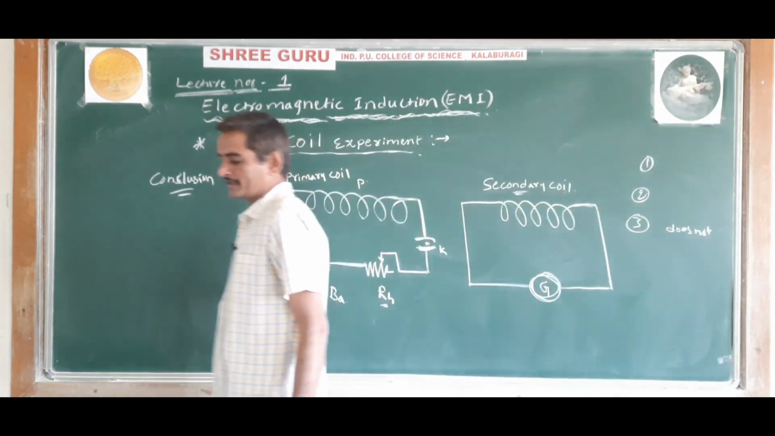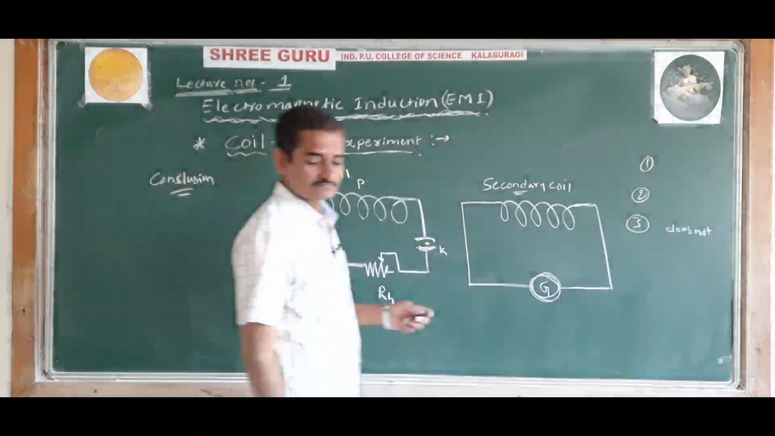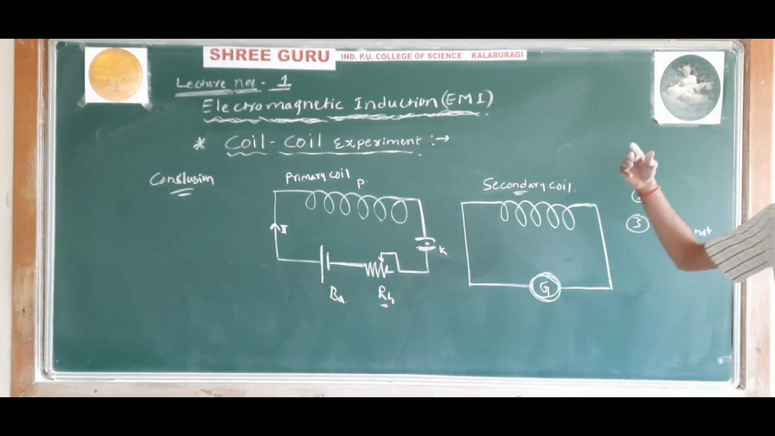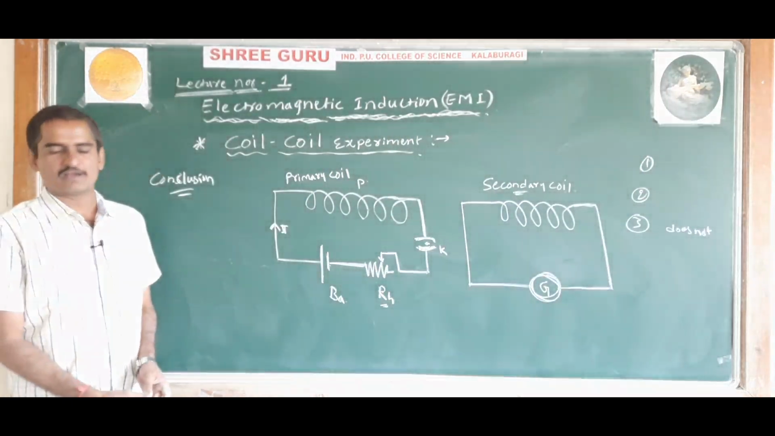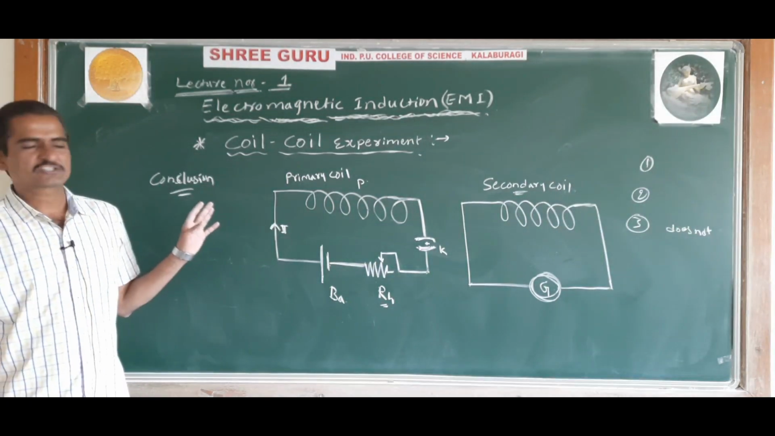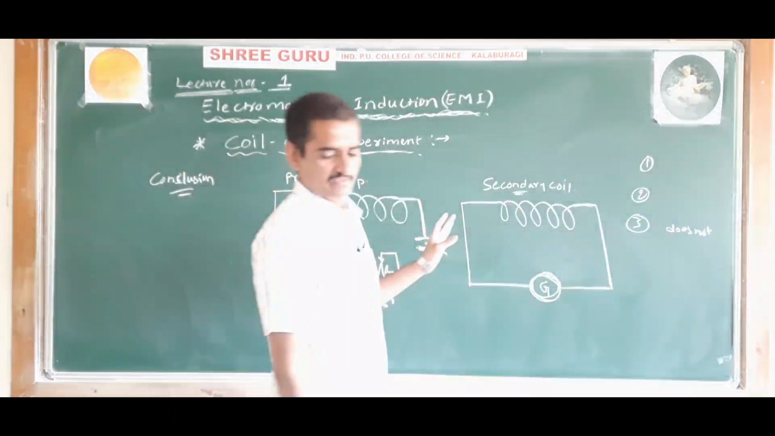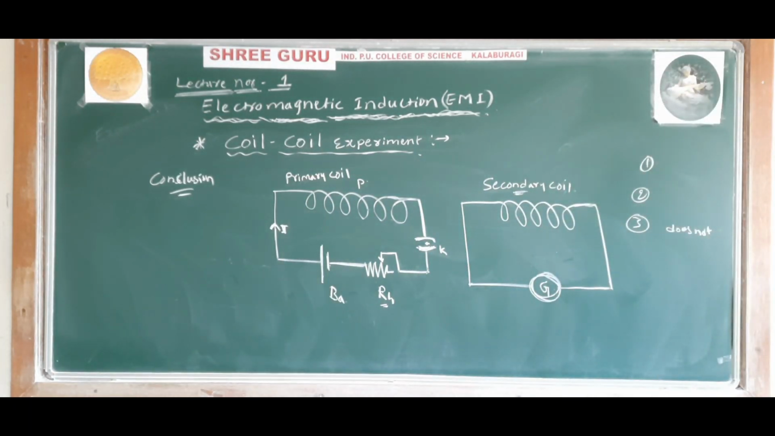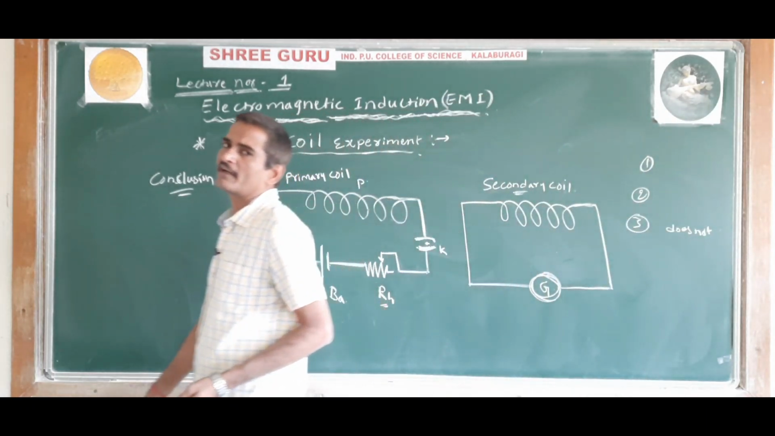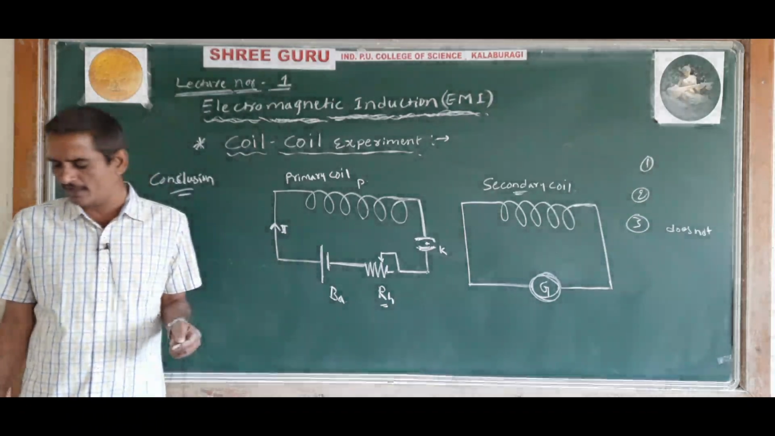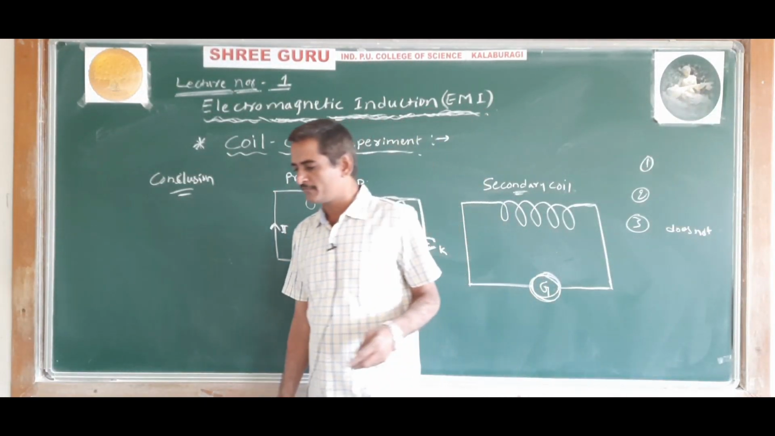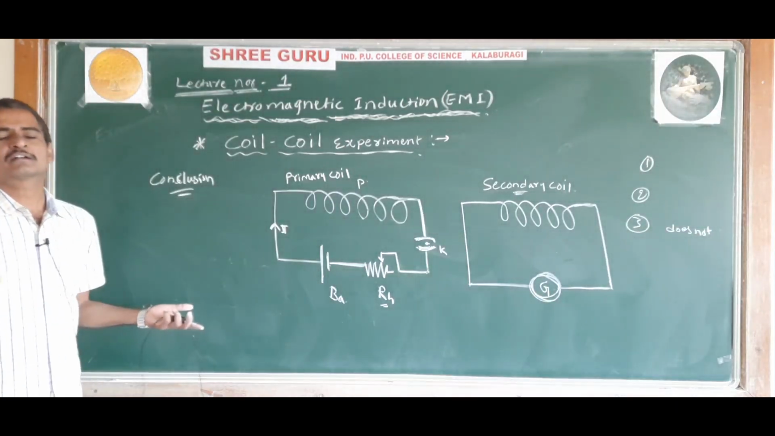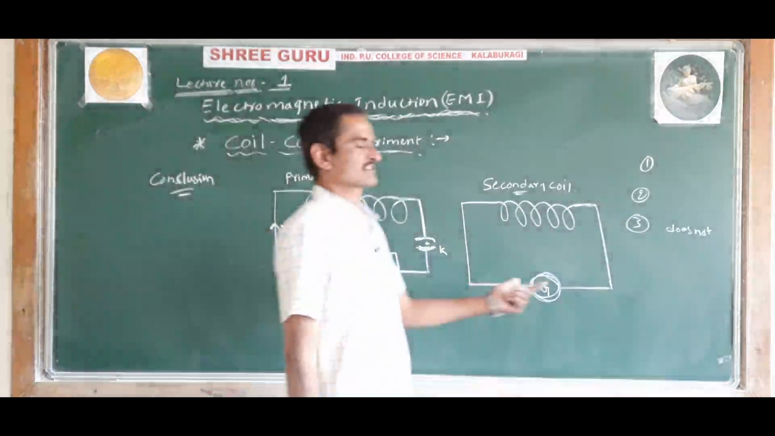So that is electromagnetic induction. So what is electromagnetic induction? The electromagnetic induction is the phenomenon in which an EMF is induced in a coil because of a change in the magnetic flux linked with the coil. And this induced EMF induces an electric current in the coil. Understood? So this is called electromagnetic induction.